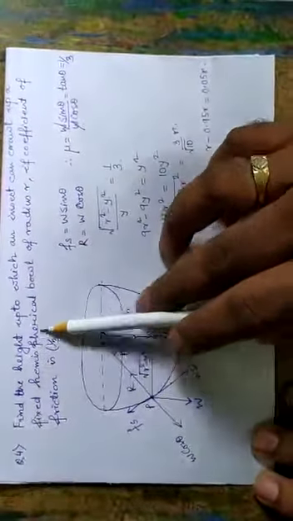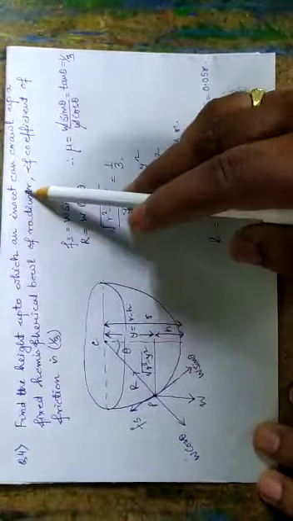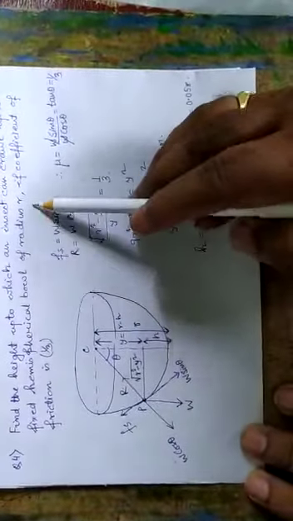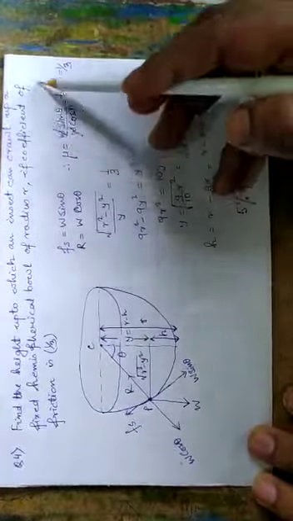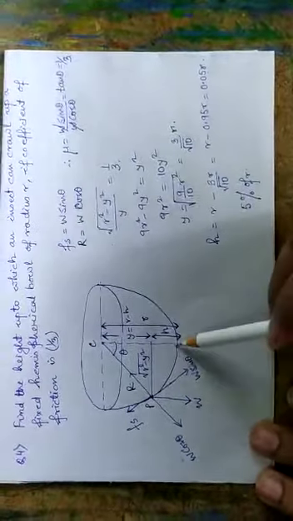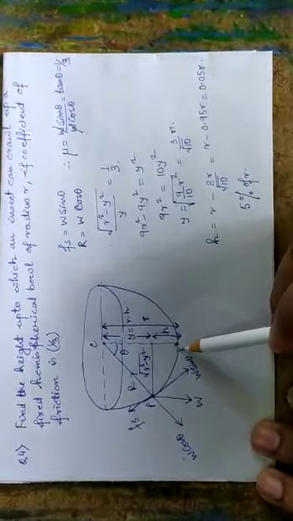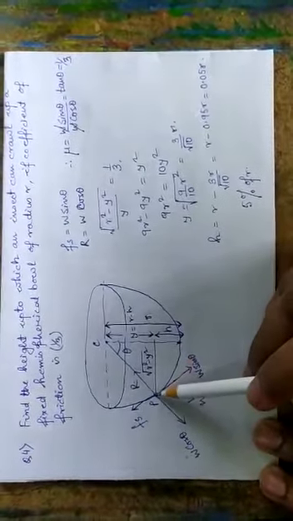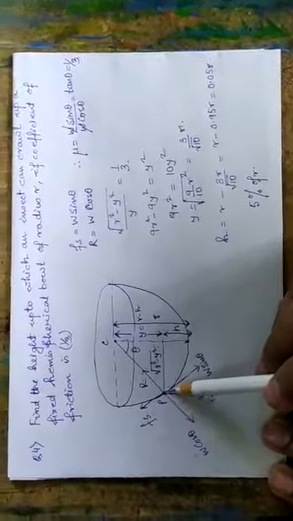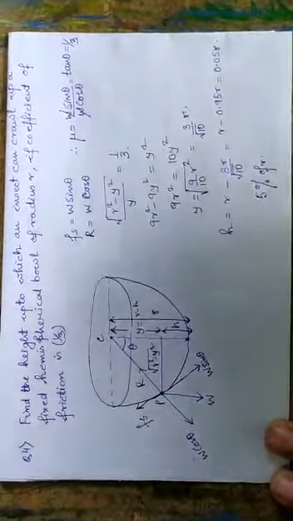Next question we are solving today. Find the height up to which an insect can crawl up a fixed hemispherical bowl of radius r, if the coefficient of friction is 1 by 3. This is the question. So the insect is over here and the insect is crawling up the plane, and at this very particular point, after reaching this particular point, the insect is crawling back down.